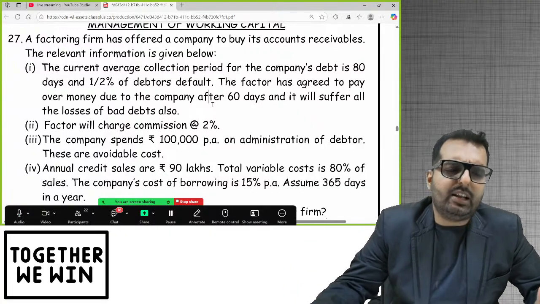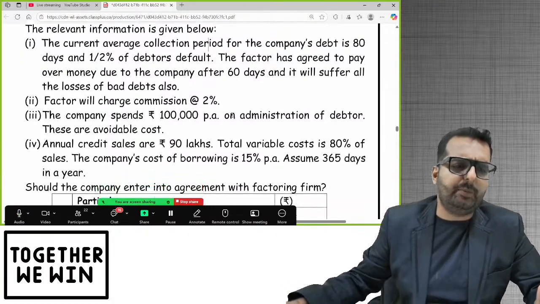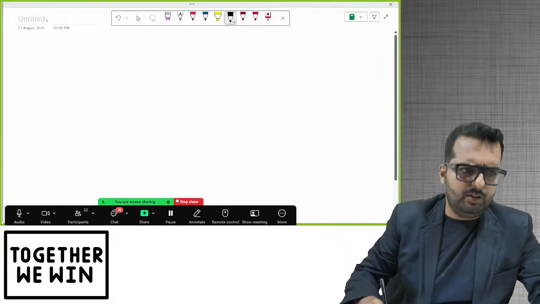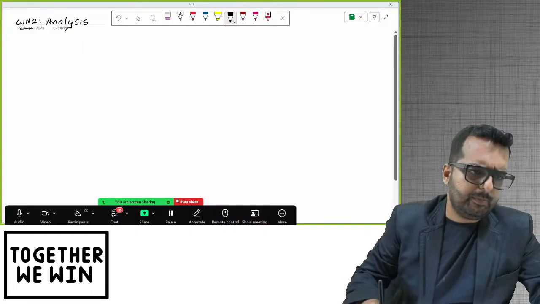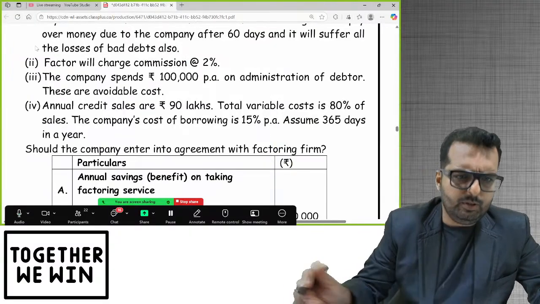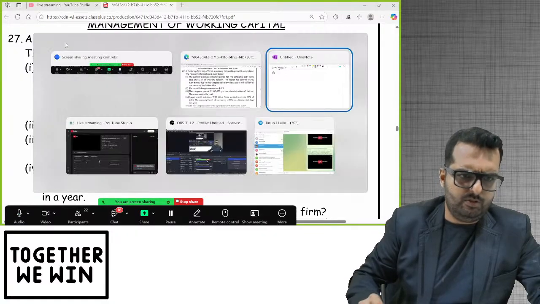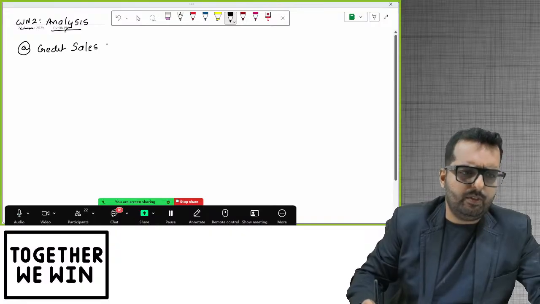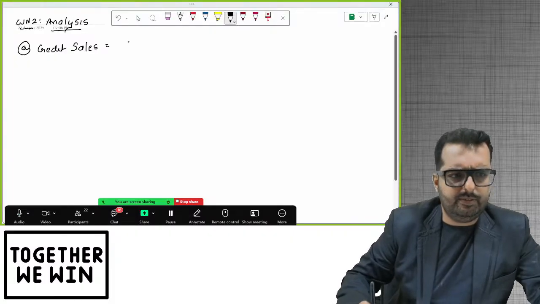Now, the factor will charge a commission of how much percentage? 2%. Administration cost 1 lakh. Annual credit sales is how much? 90 lakhs. So I'll now write down working note number 2, analysis. Point number A, credit sales. Everyone tell me what is the credit sales that you have over here? Is it 90 lakhs?